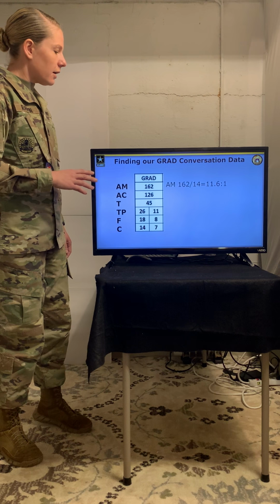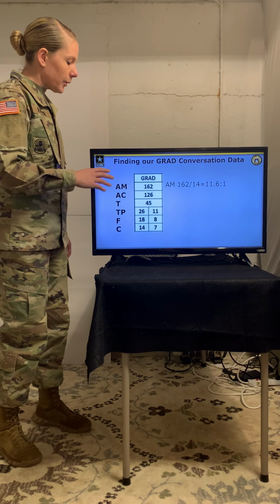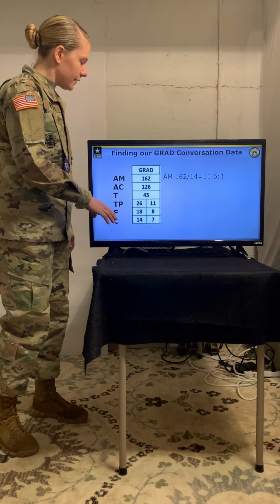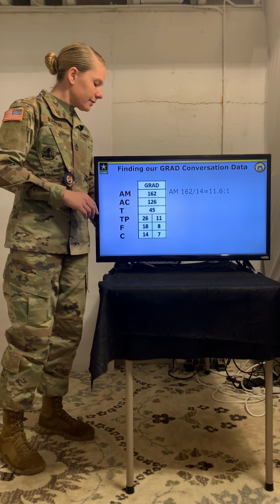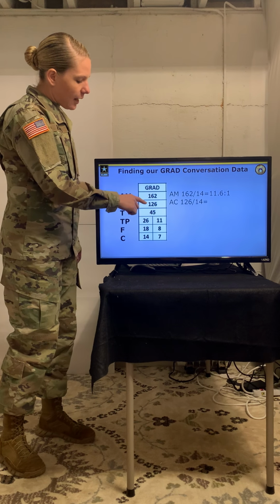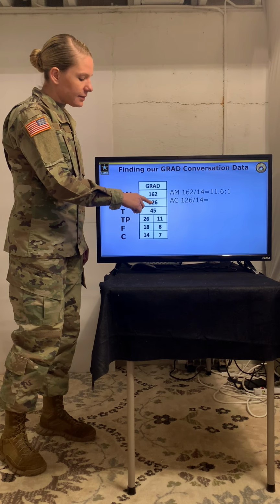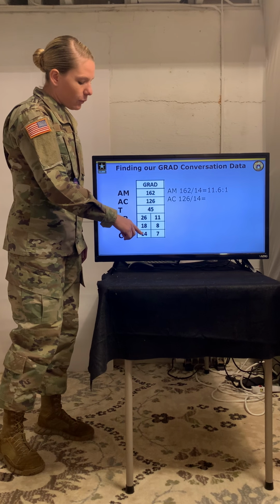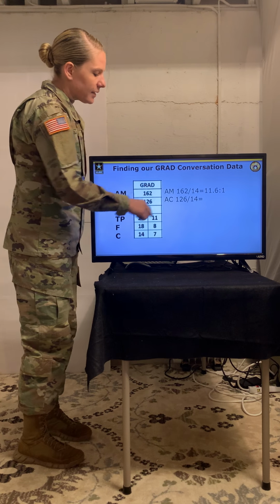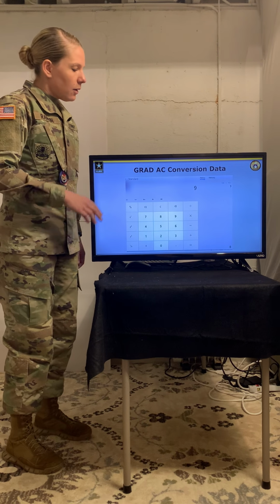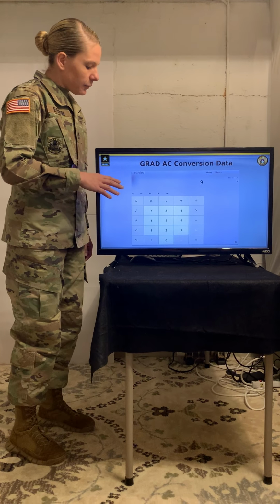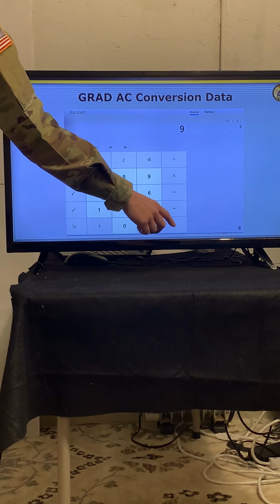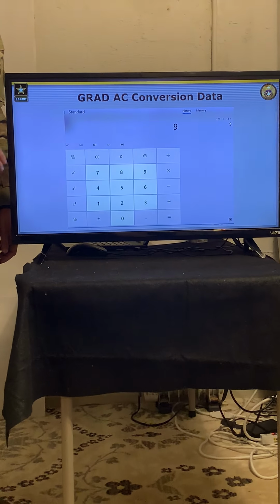Now that we found our conversion data for our appointment makes, we can continue on and find it for the remainder of our activities. Next we have our appointment conducts. We need to take that 126 appointment conducts that our station had over the last 90 days and divide it by the number of enlistments that we yielded. So 126 divided by 14. Putting it in your calculator, simple enough, 126 divided by 14 equals, and you're simply going to get 9.